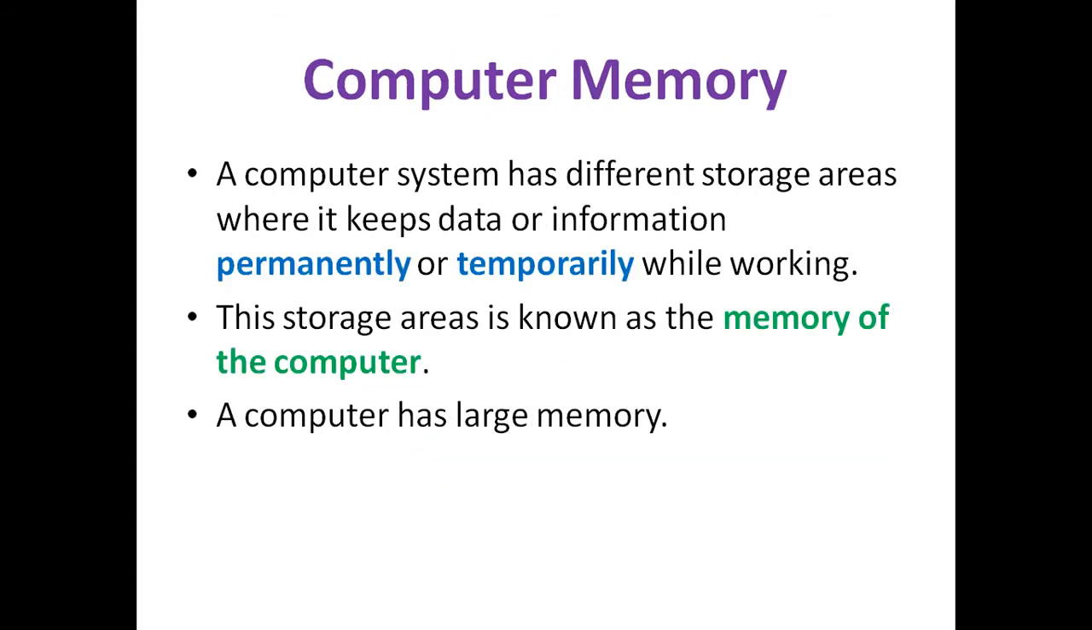Fine. Next, computer memory. A computer system has different storage areas where it keeps data or information permanently or temporarily while working. See, a computer can store data temporarily. If you want, you can store that data or file permanently. How this happens we will see in the next video. This storage area is known as the memory of the computer. A computer has large memory. We can store so much information in a computer.